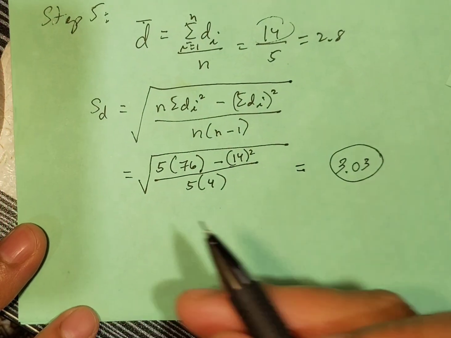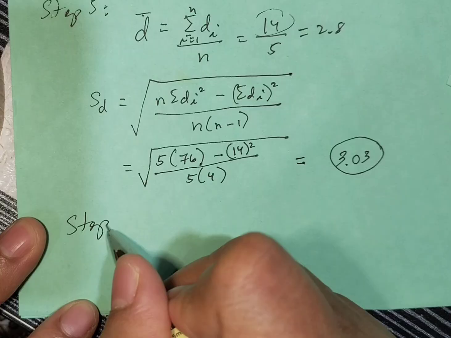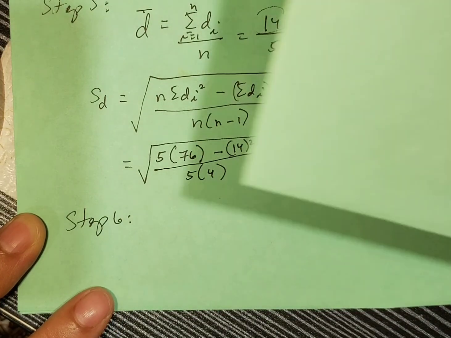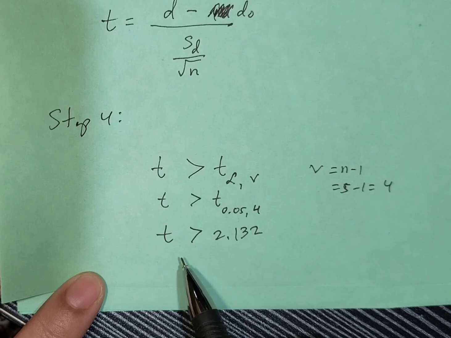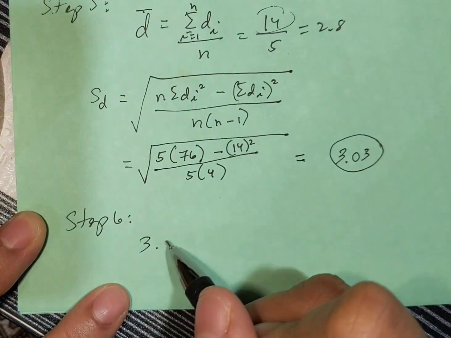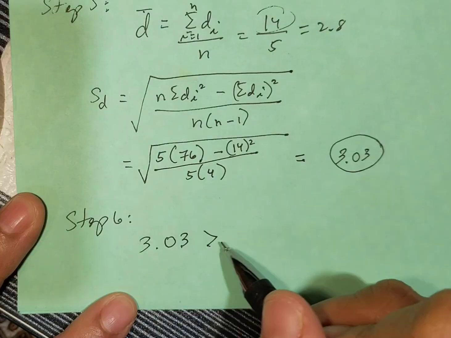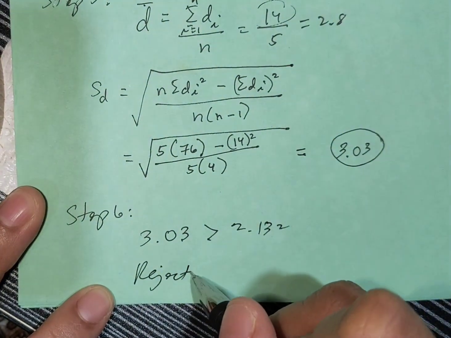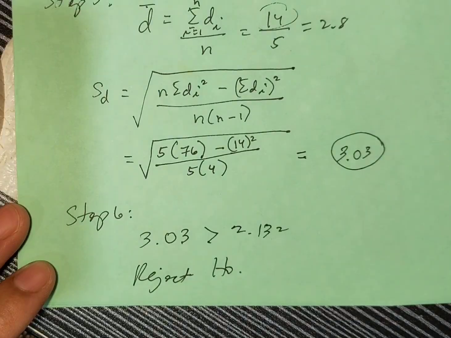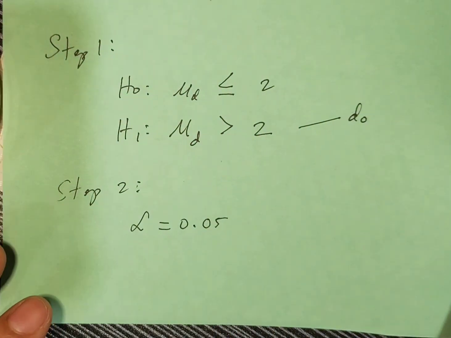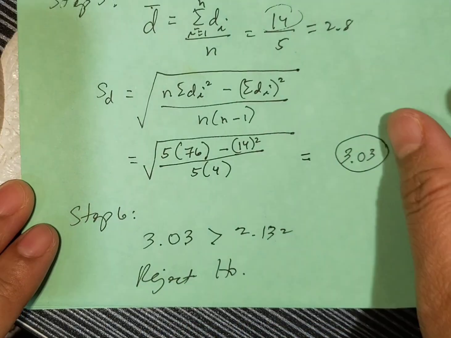Okay, let's go to step 6. Now your step 6 is dependent on your step 4. See? Is your computed value greater than 2.132? So, 3.03 is indeed greater than 2.132. So, we reject H0. So, what is our H0? Your H0 is this, and this is rejected. So, we conclude the H1. And that is our step.